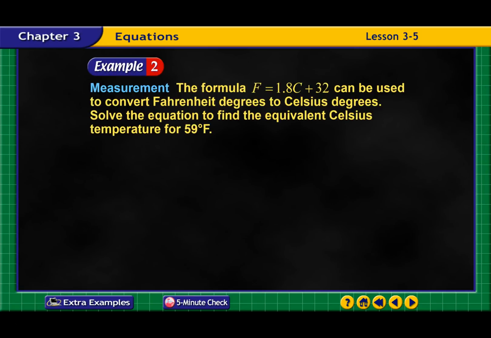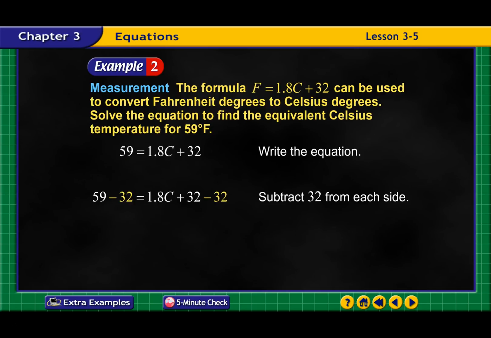All right, the formula F equals 1.8C plus 32 can be used to convert Celsius to Fahrenheit, because we've all wanted to know how to do that, right? Yeah. Okay, solve the equation to find the equivalent Celsius temperature for 59 degrees Fahrenheit. So we're going to write the equation, and all we've done is taken the Fahrenheit one and substituted it for F. From here, it's a two-step equation.